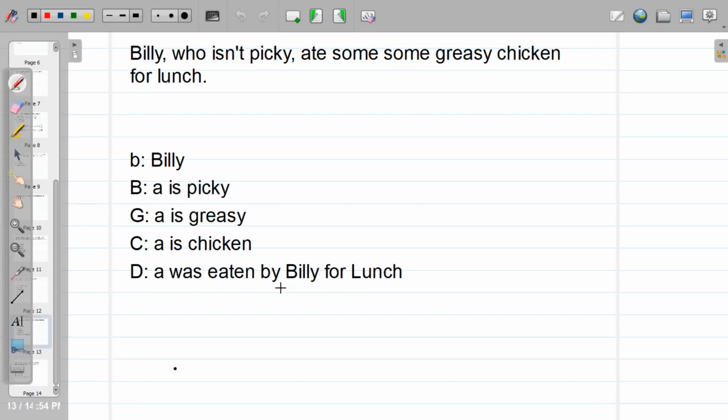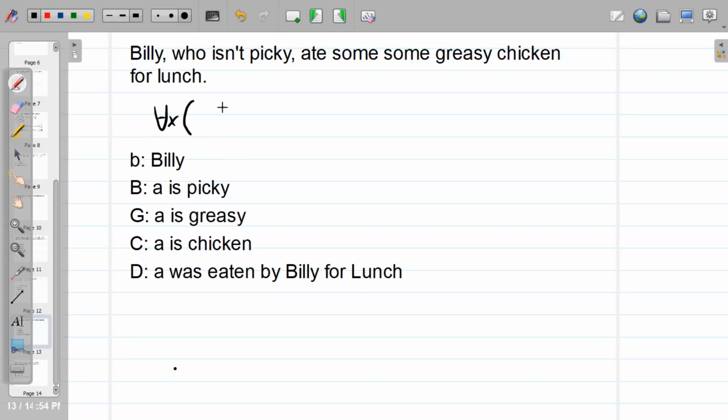Lucky him. It's clearer in this case than the ones you're used to because it's obvious that we're not talking about the topic of Billies who aren't picky, right? That should be obvious. We're not talking about the class of all Billies who aren't picky. We're talking about one specific dude, Billy. We're saying of him that he's not picky and that he ate some greasy chicken for lunch. Okay, so let's do this.